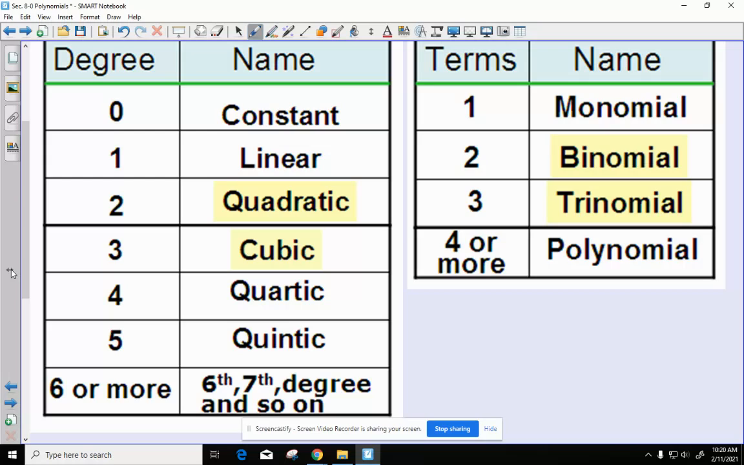Up to this point, we've only ever dealt with things that had how many answers? 1. And their name? Linear. And their power was a 1. Think about something that could be graphed as a straight line: y equals 2x minus 5. The degree of that x was a 1. In how many places would a straight line cross the x-axis? Just once. And if it only crosses once, it only produces 1 answer.